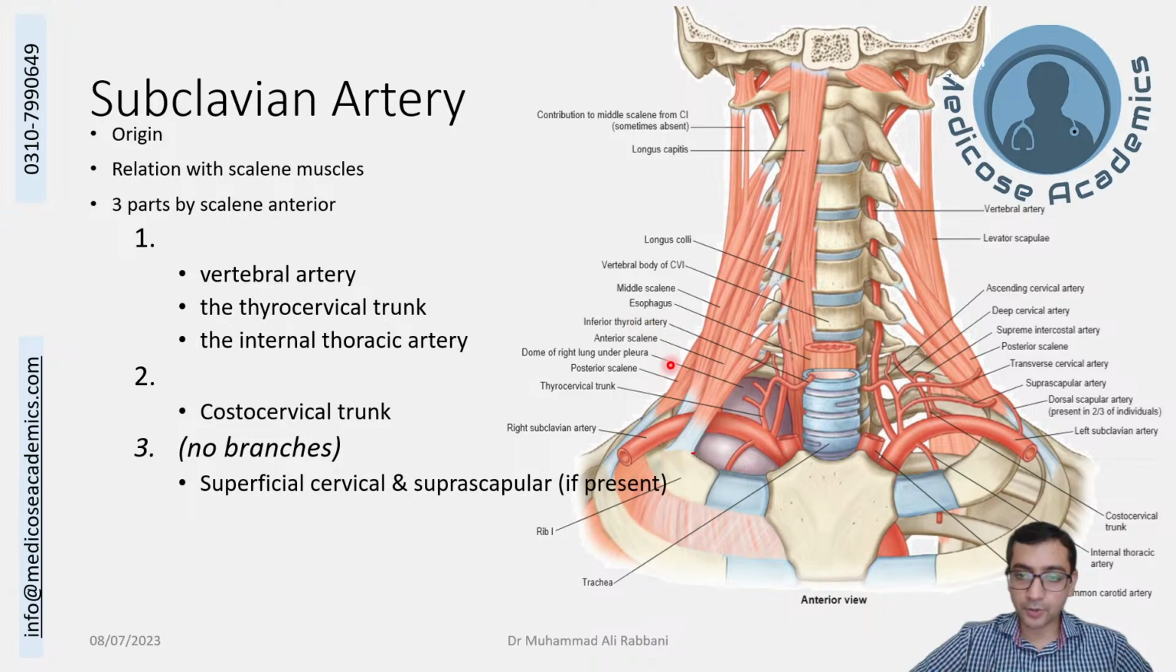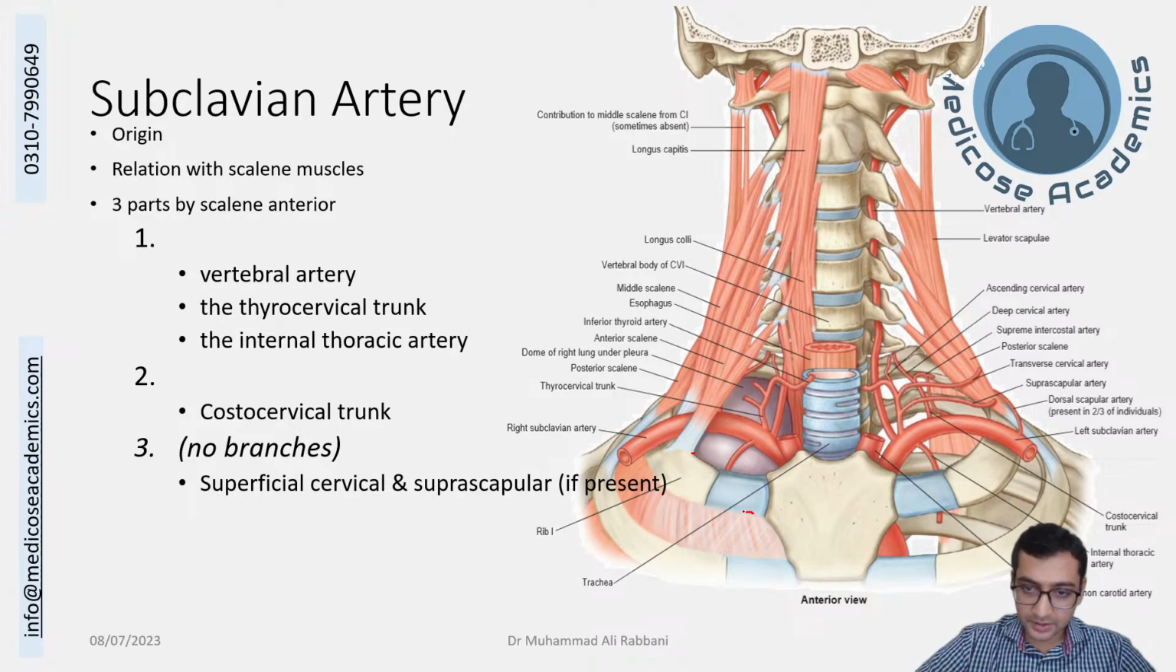I just talked about the starting point. It starts from the point where it bifurcates on the right side and where it originates from the arch of aorta on the left side. It does not have an anatomical landmark, an anatomical ending point. We have defined it on the basis of a level.